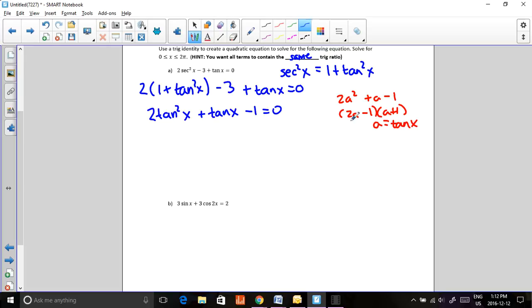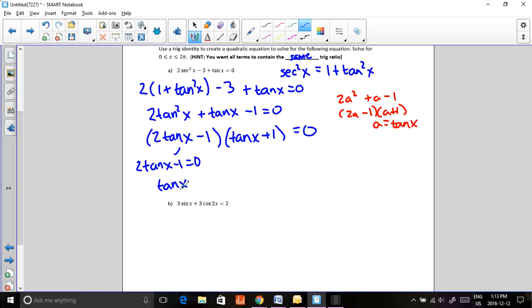So instead of 2a, we have 2 tan x minus 1. And instead of a, we have tan x plus 1. And we still have to write the equals 0. So now if this times this has to equal 0, then one of these two factors has to equal 0. So our options are either 2 tan x minus 1 equals 0, which means tan x equals a half, or tan x plus 1 equals 0, which means tan x equals negative 1.